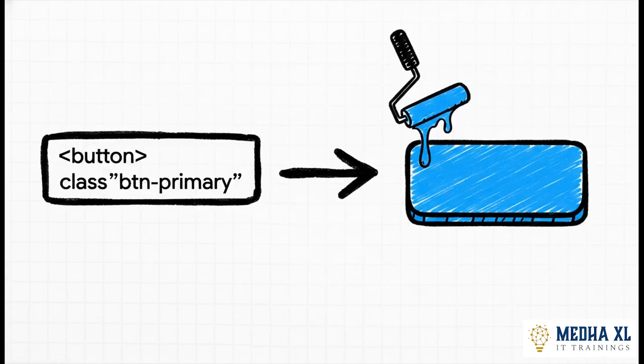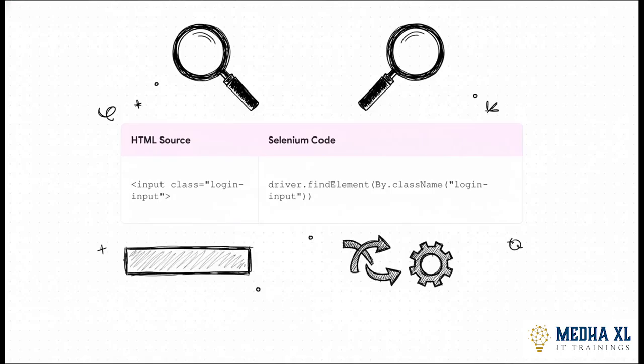All right, next up is another really popular one, By.className. This one searches for an element's CSS class, which is basically a label that developers use to apply styles like colors and fonts to different parts of the page. And you can see it's the same direct idea here. The HTML shows an input field with class equals login-input. So our Selenium code just mirrors that, telling the script to find an element with that exact class name. It's simple and effective. Well, most of the time.